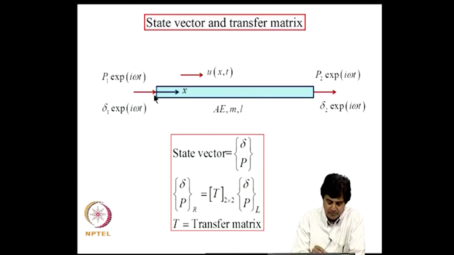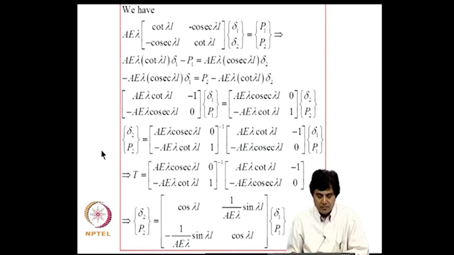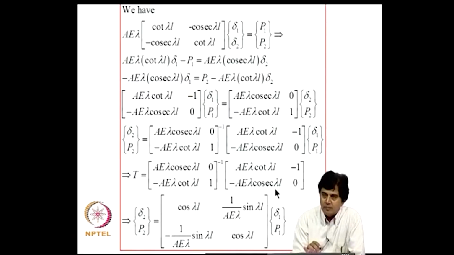The state vector at the left end is delta p L, and at the right end is delta p R, and I want to relate the system states here to the system states here through a transfer matrix. So that is what I want to do. So how do I do that? We can do that by various alternative routes, but since we already discussed the dynamic stiffness matrix approach, we can derive it from the dynamic stiffness matrix.